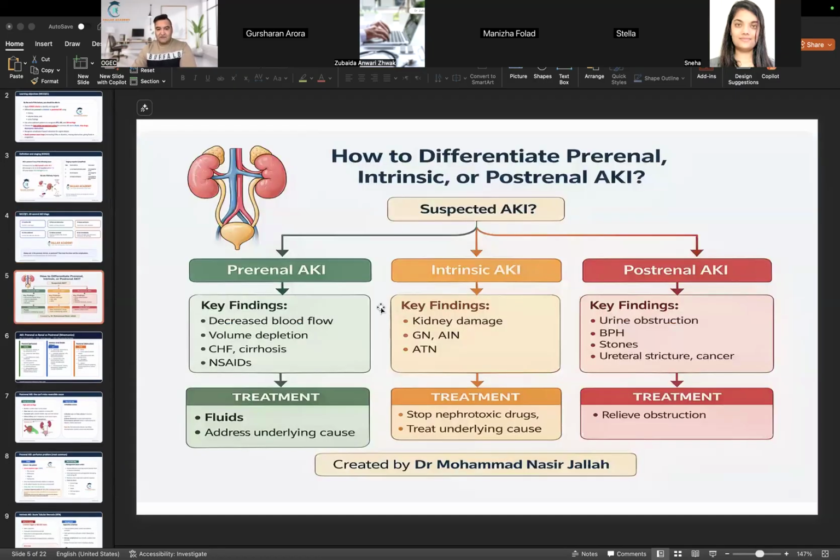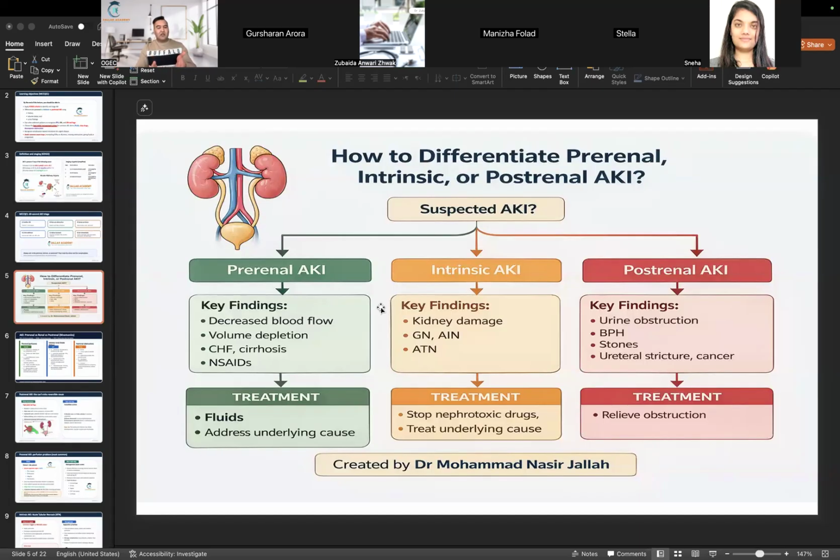So this is the flow chart that I made. I think if you have this chart and go through it, it makes your life very easy. You would know everything about acute kidney injury. So, suspecting acute kidney injury: now I have a patient and I think my patient might have acute kidney injury. How should I treat my patient? I cannot treat my patient unless I know what type of acute kidney injury it is, or what the real cause is. Is it pre-renal?